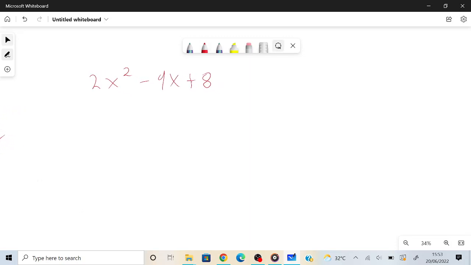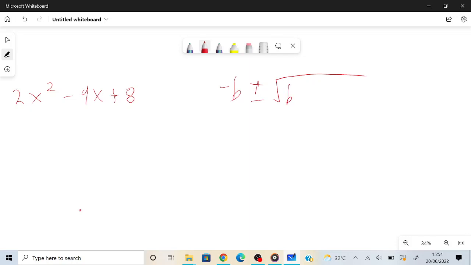Now, a lot of the time, some equations are not factorizable, and inevitably you have to use the quadratic formula. Now, what's the quadratic formula? The quadratic formula is nothing but minus b plus minus root of b squared minus 4ac, over 2a. Just extra knowledge, the b squared minus 4ac is also known as the discriminant.